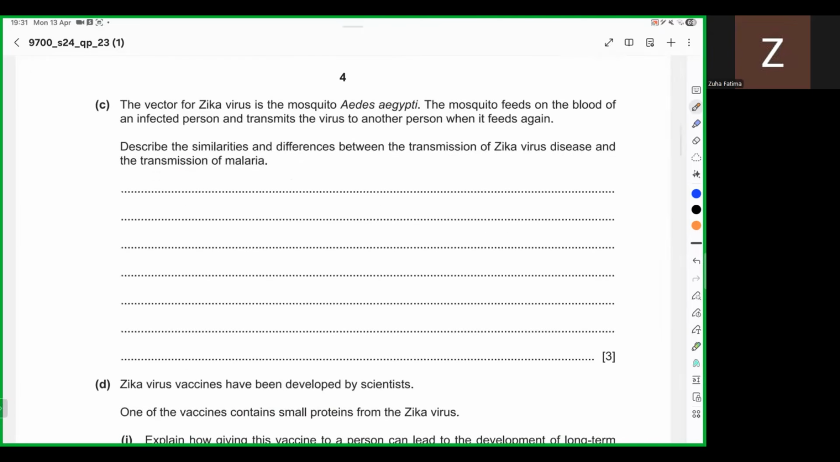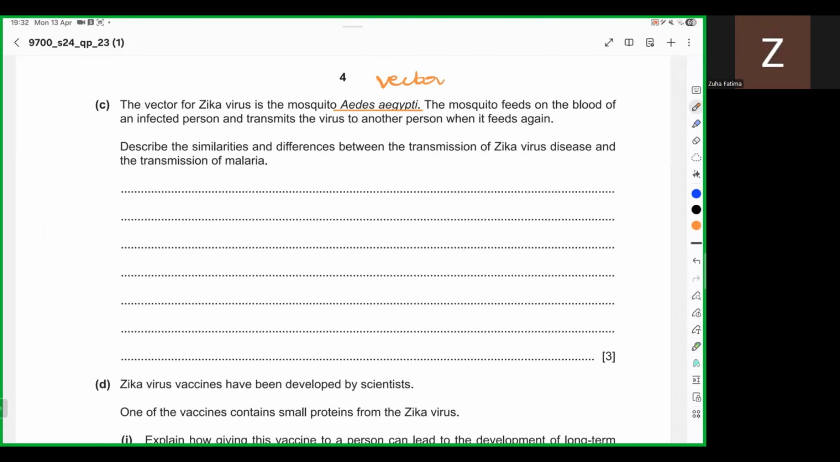The vector for Zika virus is the mosquito Aedes aegypti. The mosquito feeds on the blood of an infected person and transmits the virus to another person when it feeds again. So the mosquito is acting as a vector, and through the blood meal of an infected person, it ingests the Zika virus, and if it takes the blood meal from an uninfected person, it would transfer the pathogen to the uninfected person while taking the blood meal.